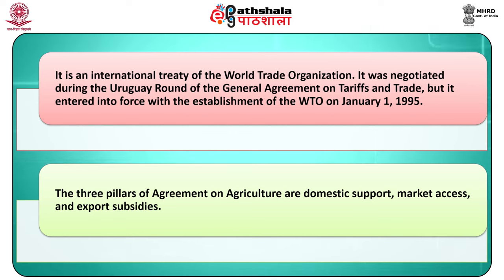The three pillars of the agreement on agriculture are domestic support, market access and export subsidies. The agreement has seen criticism from civil society groups for reducing tariff protections for small farmers, a key source of income in developing countries, while simultaneously allowing rich countries to continue subsidizing agriculture at home.